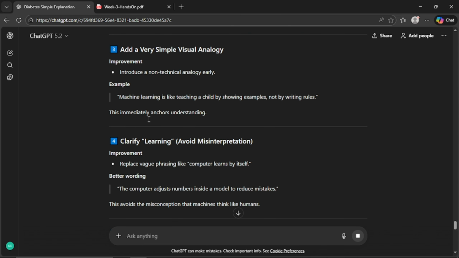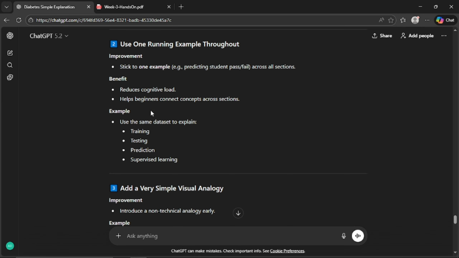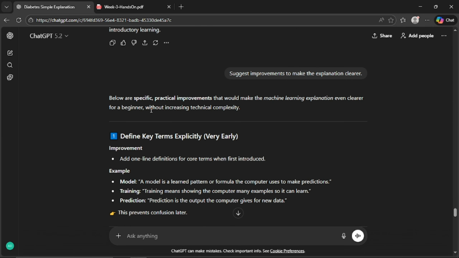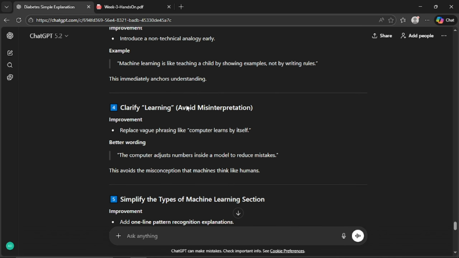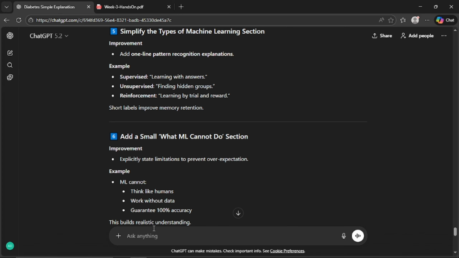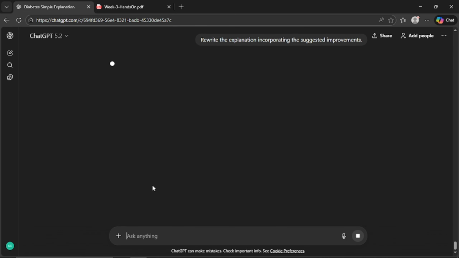So it has given me the complete output. Okay, it has given me what are the things that I need to improve. Now what I will tell ChatGPT is to incorporate these very same things and give me the final version.